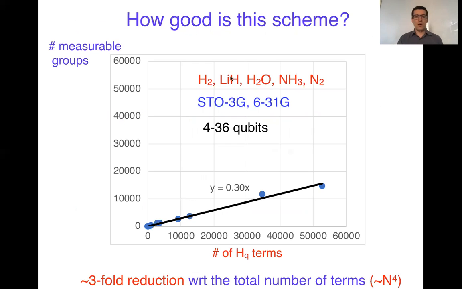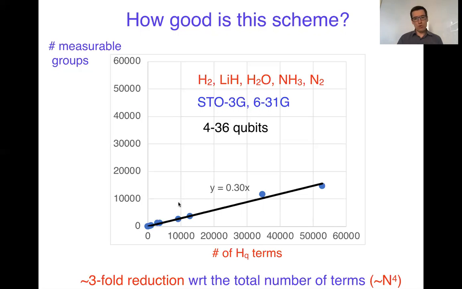And here we tried different molecules with relatively small bases. We have up to 36 qubit problems. And the number of terms, since they grow as n to the fourth, it's pretty large, actually. It's like 55,000 terms. And you don't want to measure every term separately. So you're trying to group with this qubit-wise commuting scheme for a minimal clique cover problem, finding these cliques.